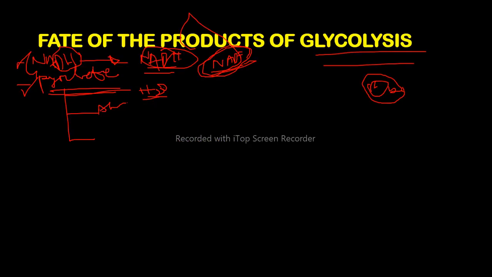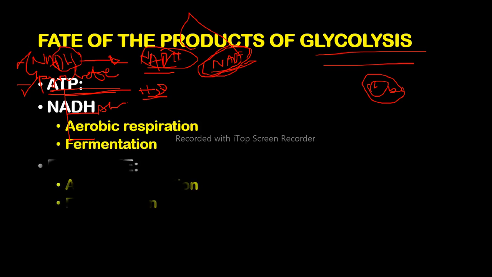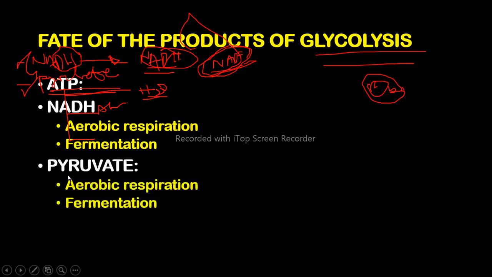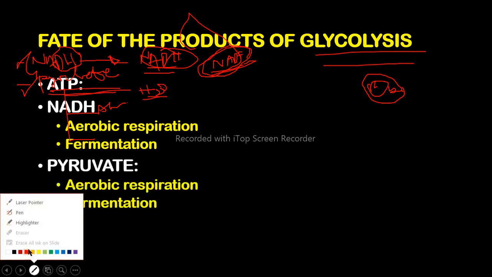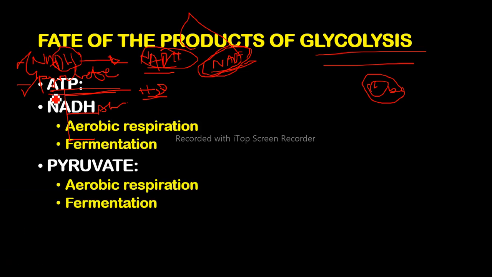So, like I was telling you, the products of glycolysis are ATP, the reduced NAD, and the pyruvic acid. And so their fate depends on whether it's aerobic, in presence of oxygen, or in absence of oxygen. Now, in presence of oxygen, the pyruvic acid is the same. We can also put it here.